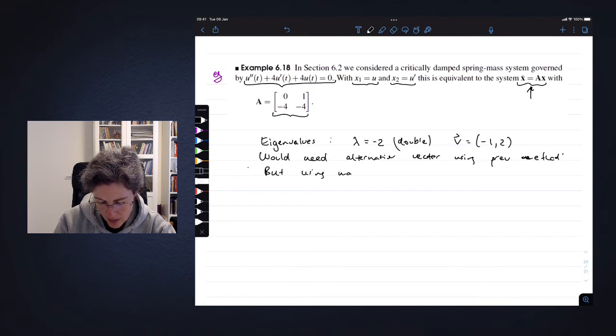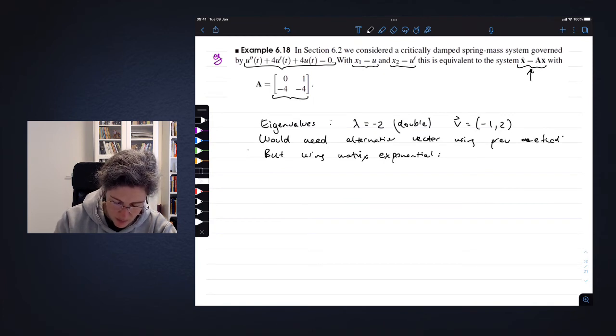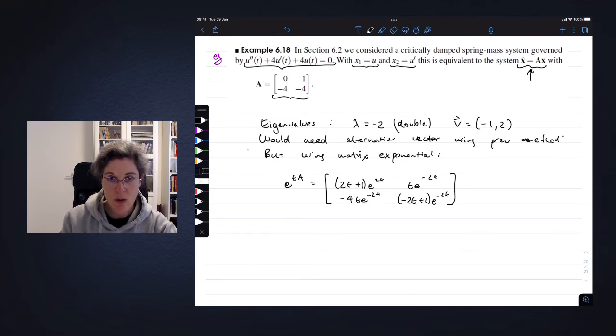But using the matrix exponential, what would we get? Well, you would plug this into MATLAB to get that e to the tA is equal to the matrix with entries (2t+1)e^(2t), t e^(-2t), -4t e^(-2t), and (-2t+1)e^(-2t). Okay, so I would not expect you to be able to calculate this in a test or exam. You would plug this into a computer in real life.